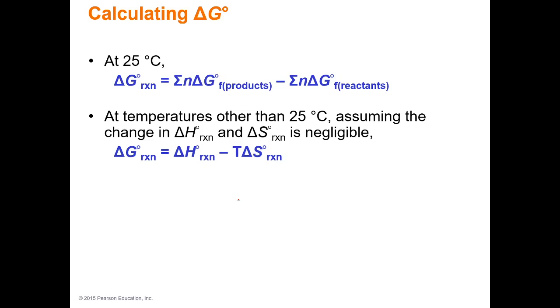Also note, at temperatures other than 25 degrees, assuming the change in delta H and delta S is negligible, we can just use the equation delta G equals delta H minus T delta S and look up delta H and delta S. Now, I will note that it is not always negligible. As we mentioned earlier in this review, entropy does change with temperature some. Having said that, I will never ask you to do this for a problem where it is not negligible. So you can treat it like it is if we ask you to do something like this.